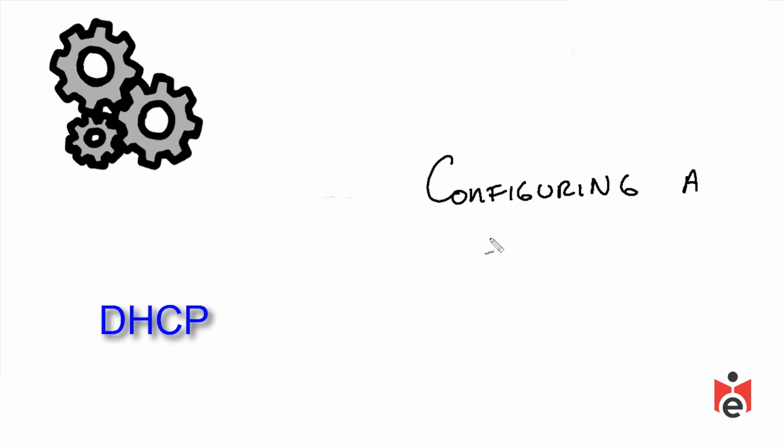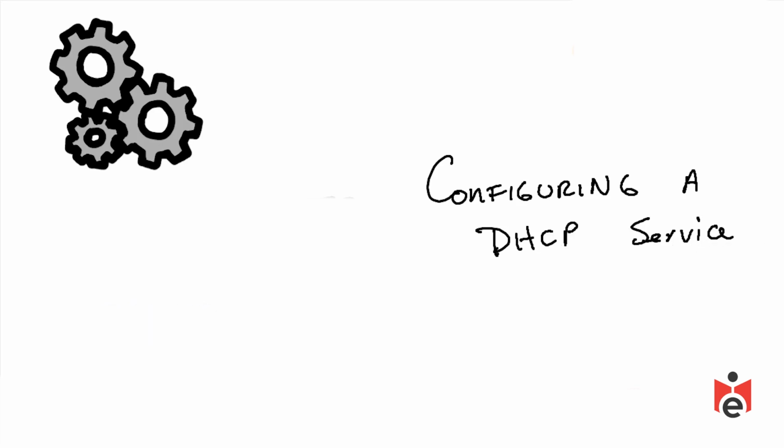Give me a D, give me an H, give me a C, give me a P. What do you get? An IP address. In this lesson, we're going to walk through the configuration of a DHCP service on a DHCP server, and then we'll verify it by setting up a DHCP client.